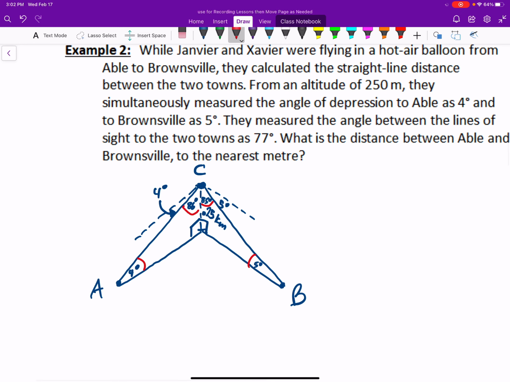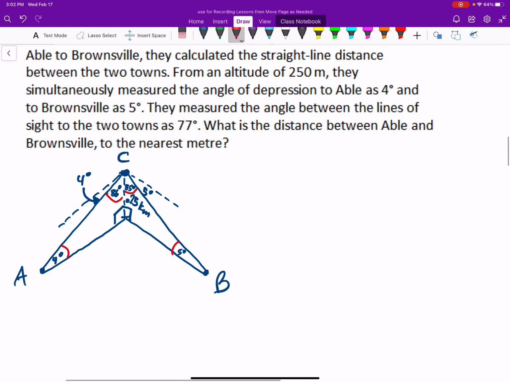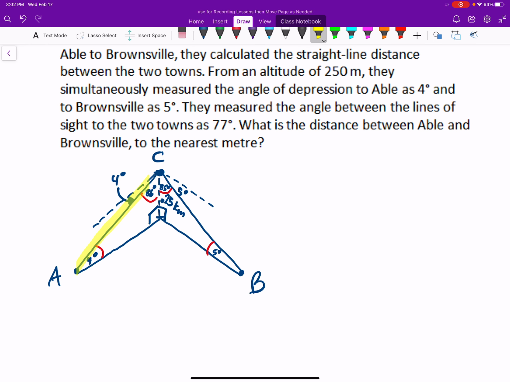Finally, what else do we know? We know that there's a 77 degree angle between the lines of sight of the two towns. Well, this is a line of sight from the hot air balloon to Abel. This is a line of sight from the hot air balloon to Brownsville. It's going to be very messy here, but let me try. Between these two lines that I've done in green, that's 77 degrees. That's all the information we have. What's the distance between Abel and Brownsville? So now, after all that, we want to find the distance between these two towns.